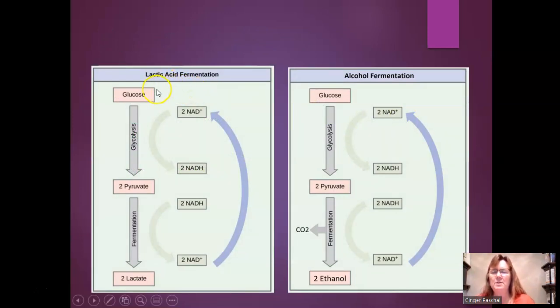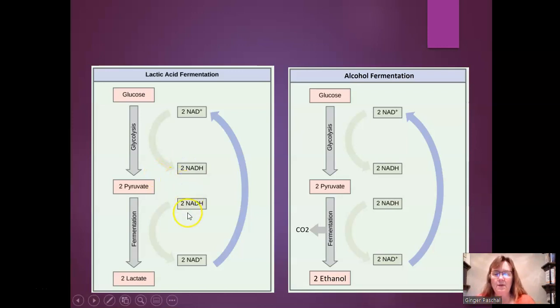So let's look at these two different types. In lactic acid fermentation, we start with glucose. We go through glycolysis, just like in cellular respiration. We get 2 pyruvates. We go through the rest of fermentation and we get 2 lactates. The reason why this second part happens is because we need to free up the NAD+. NAD+ picked up 2 electrons and hydrogens, and now it's holding them and it goes, I can't take this stuff. You can't break another glucose because my hands are full.